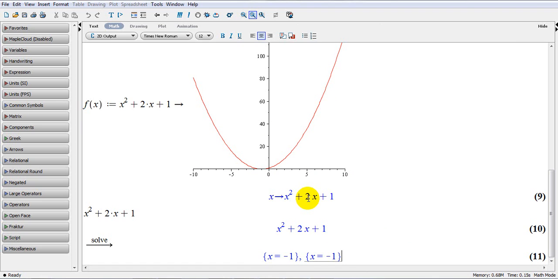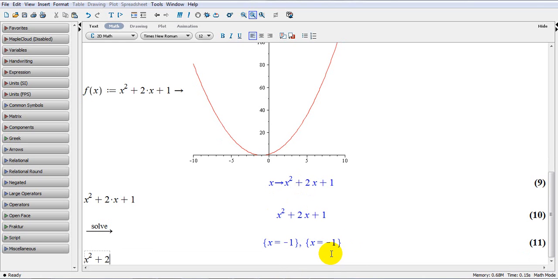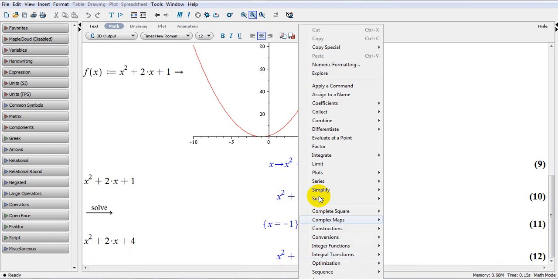Now I also could have written x to the power 2 plus 2x plus 4, and I want to solve this one here.